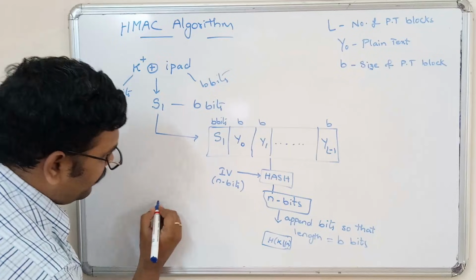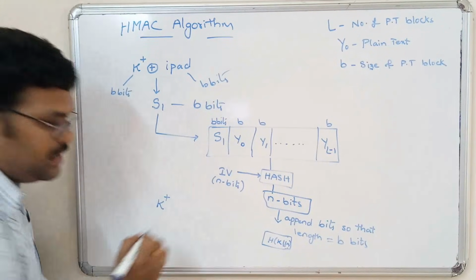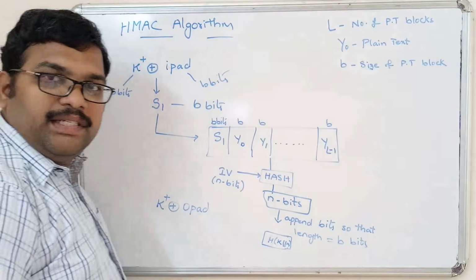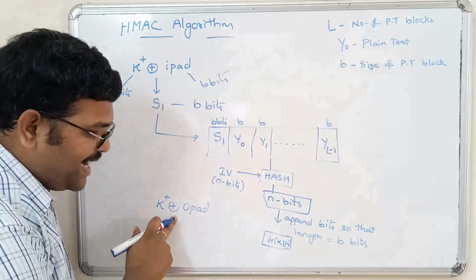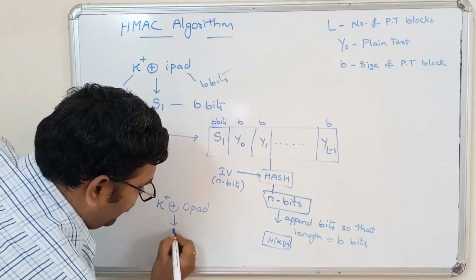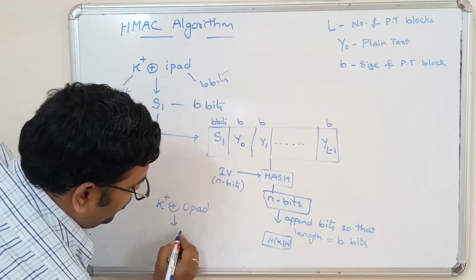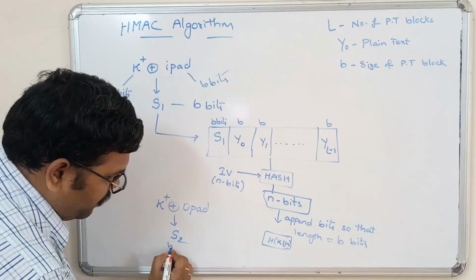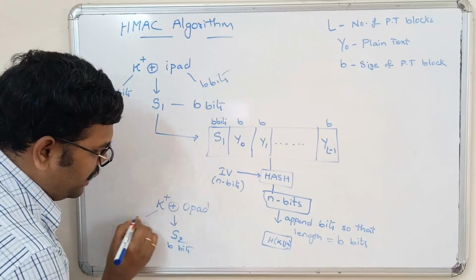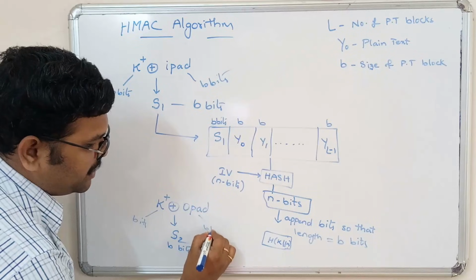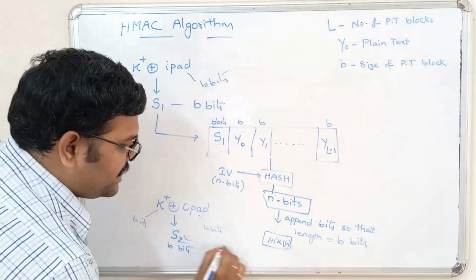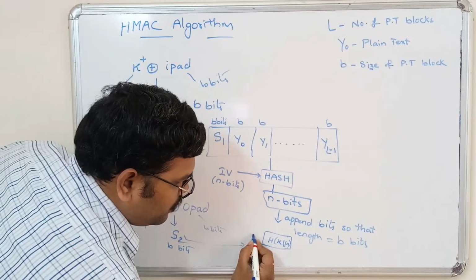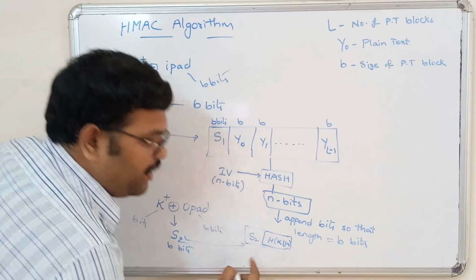Now again repeat the same procedure. Consider K plus, now XOR with OPAD, as I have shown in the previous one. So K plus XOR with OPAD, obviously we will get some B bits, right? That we call S2. Here S1, here S2, which is of B bits. So append this with the output from the first hash function. So S2 is appended with this one.